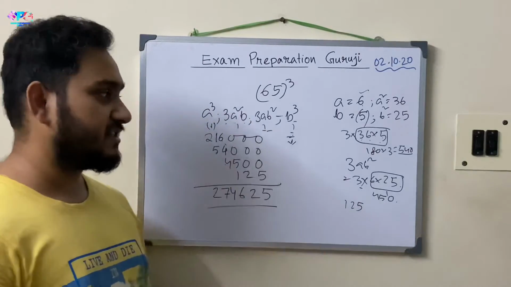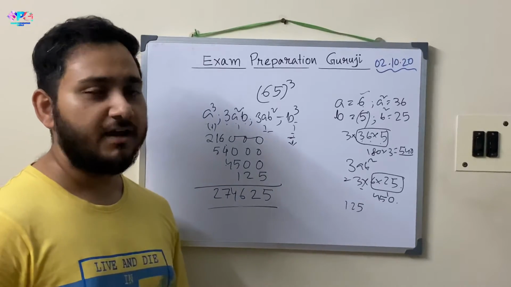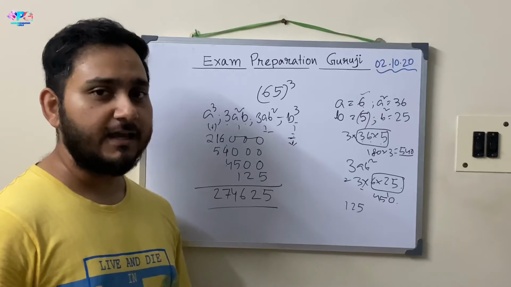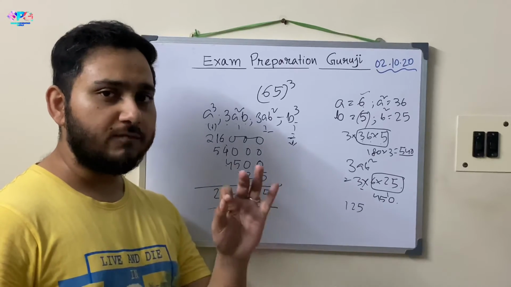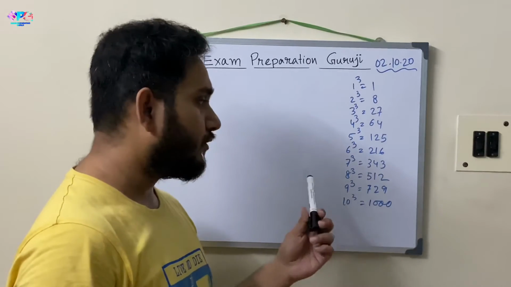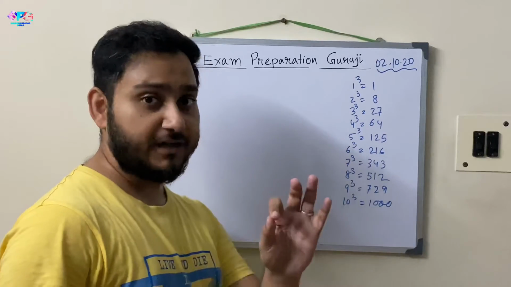So this is the process for how you can cube any number. Okay, this is a very effective process. Now I will do cube roots for any perfect cube numbers. So friends, now I will show you how you can find cube roots for any perfect cube numbers.